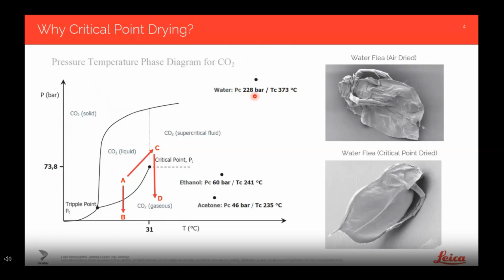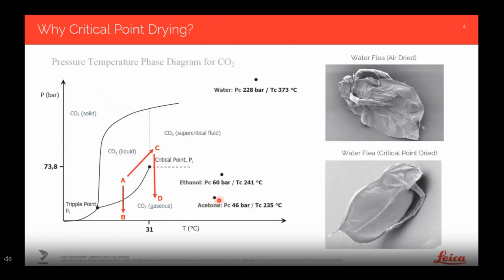You'll see the critical point for water, though, is at a very high pressure, very high temperature, very aggressive conditions that would most certainly result in our sample becoming damaged or destroyed. So what we first do is replace that water in our sample with an intermediate solution, say ethanol or acetone. This is very common.